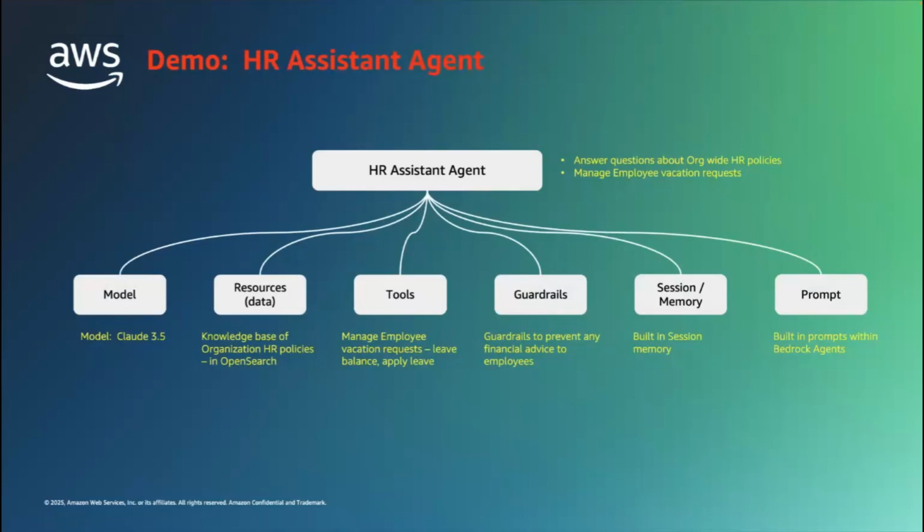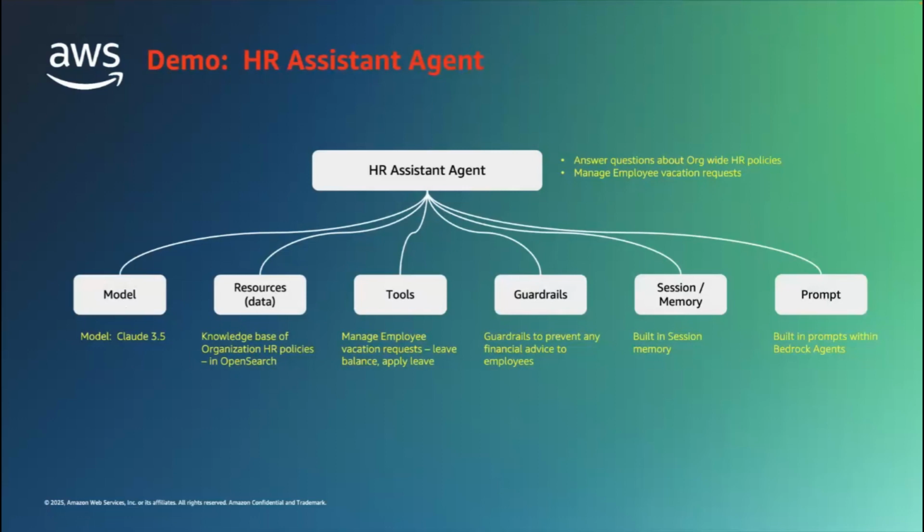Say, for example, the employee might say, how do I invest my money, right? So you do not want your agent to respond to any such queries. So we're going to set up a guardrail for that purpose. We are going to use the built-in session and memory management that is provided by Bedrock Agents. And similarly, for this particular demo, we will use the default prompts. However, in the demo, I will show you a place where you can actually go ahead and change these prompts.